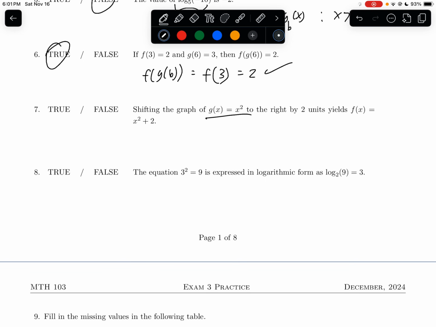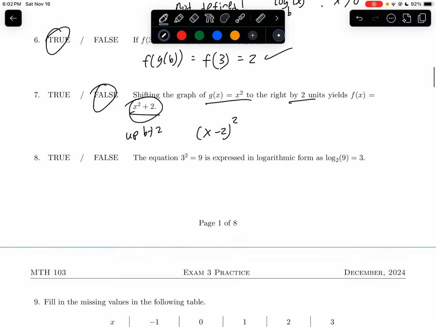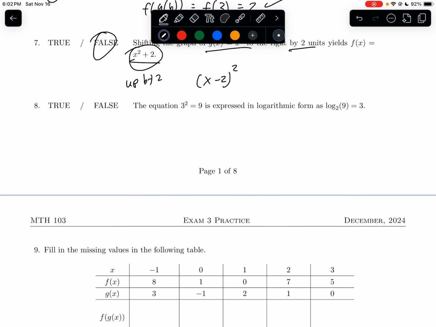Okay, shifting this graph to the right by 2, do we get x squared plus 2? We do not. If I want to shift 2 units to the right, I have to subtract 2 units. So this would be what you would get, and that's not this. This is actually up by 2, not right by 2. And either way, it's false.